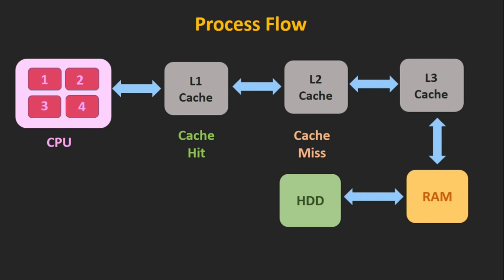Now, you may ask that if the cache memory is so fast, then why is the size of this cache memory only in megabytes? The reason for this is that this cache memory is much costlier than other memories. And that is the reason you find only a few megabytes of cache memory inside the CPU.